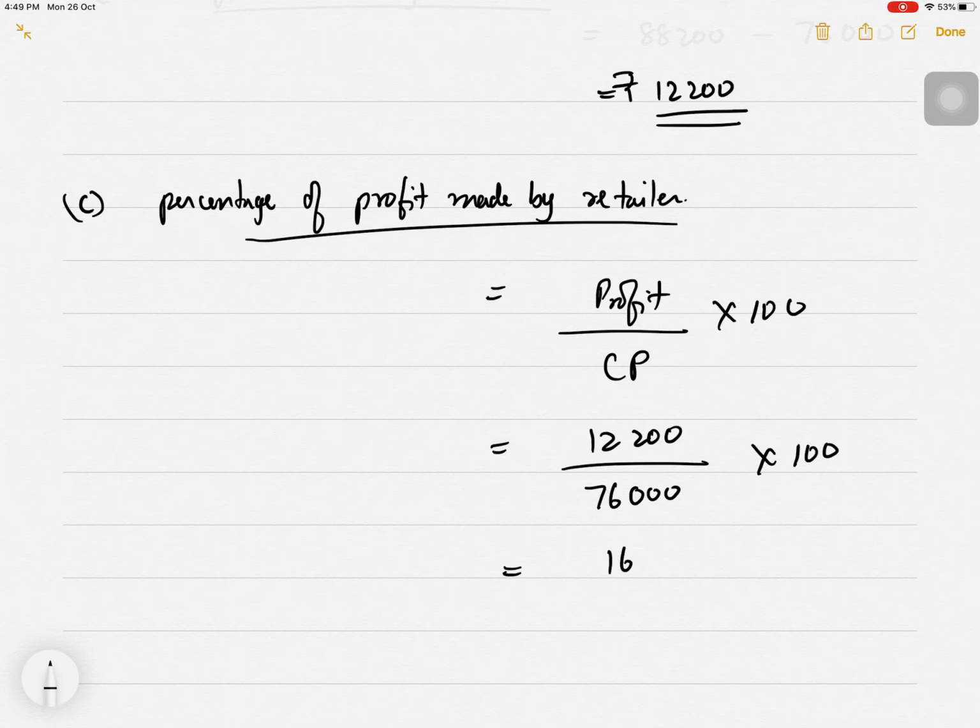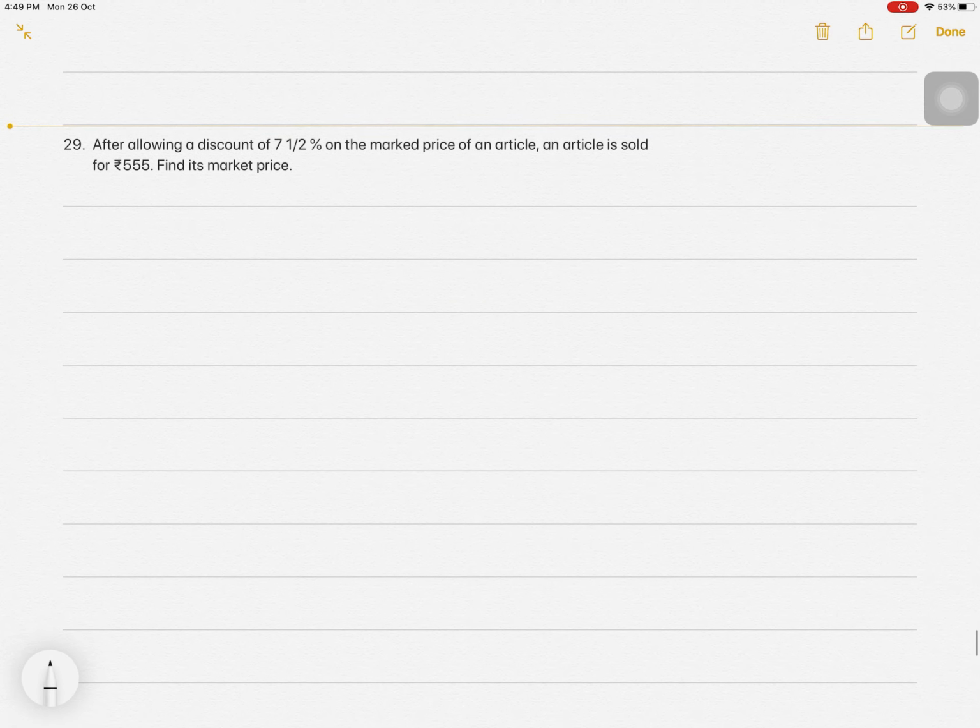So when you calculate, it comes to 16.05%. Okay. Let's see the next problem.